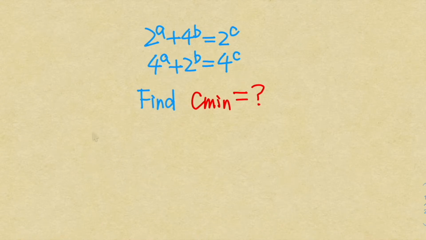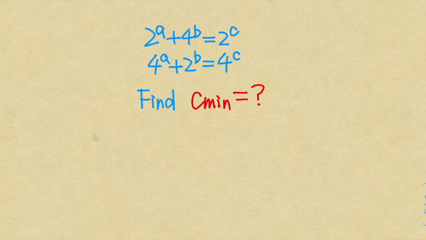Hello my dear friends. In this video we are going to find the minimum value of c by solving these two exponential equations. We have 2 to the a plus 4 to the b equals 2 to the c. And the second exponential equation is 4 to the a plus 2 to the b equals 4 to the c. Right, let's go ahead and have a look at this problem.